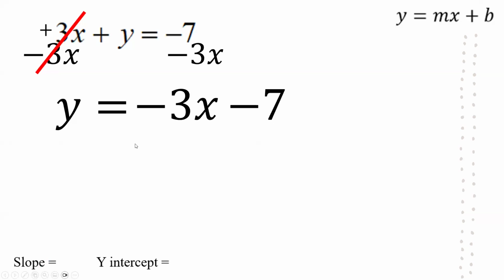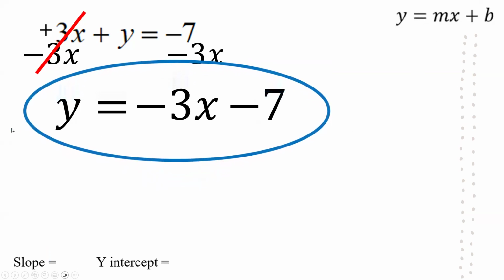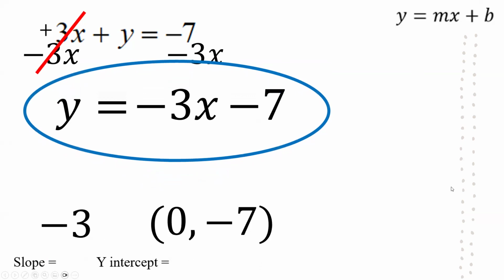Now, oh, look. I have y equals. Isn't that what we're going for? Yes, that's the final. That's what I want. So I'm done. Well, I've got to identify slope, which is negative 3 in this equation. Y-intercept is that 0, negative 7. I love that for us. And sometimes that might happen. If you don't have any term with your y value, it's going to be short and sweet. Okay, next example. Here we go.